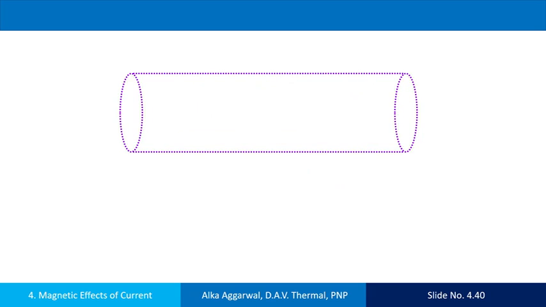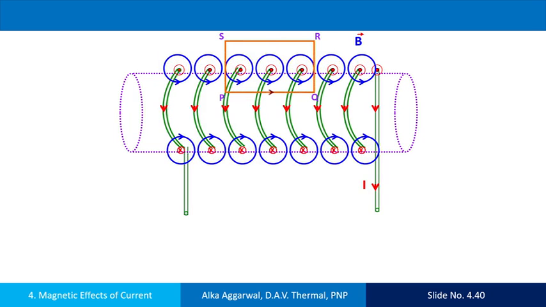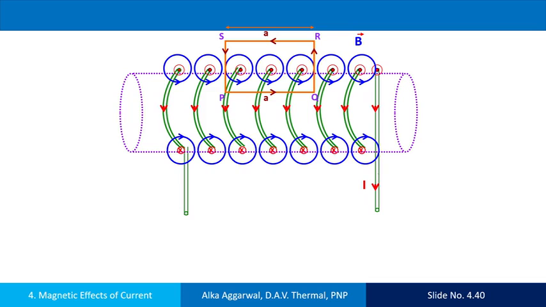It is an insulator over which the wire is wound. I is the current flowing through this solenoid, and to derive the expression of the magnetic field, we have to consider a rectangle PQRS. We consider the closed loop in such a way that half the loop is inside the solenoid and half the loop is outside the solenoid. The side PQ is equal to a.